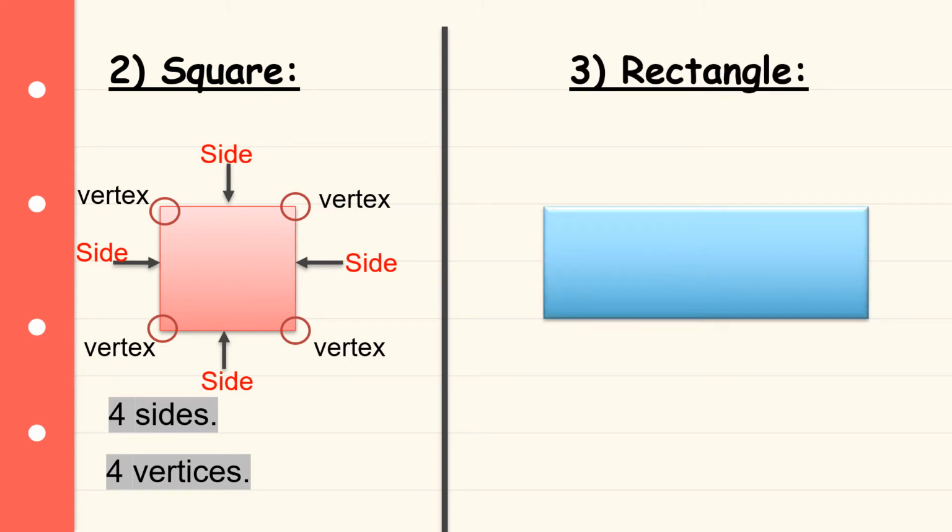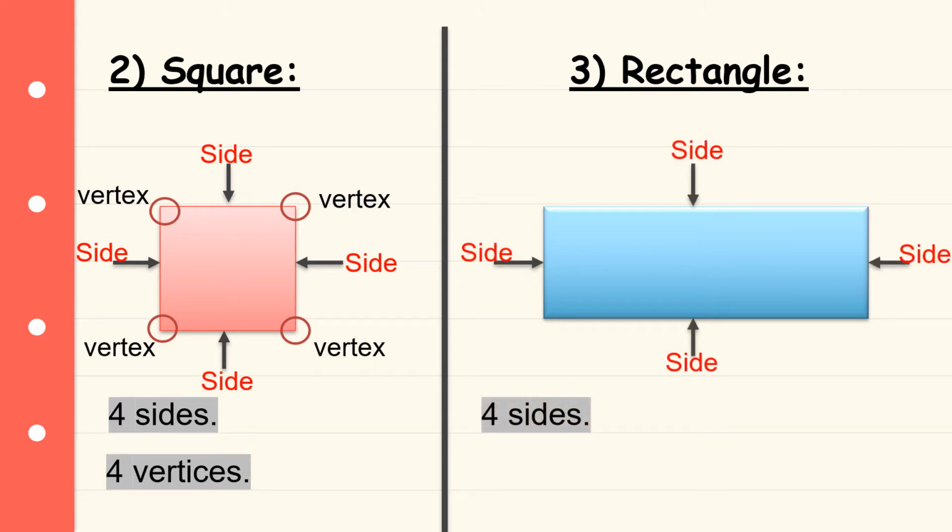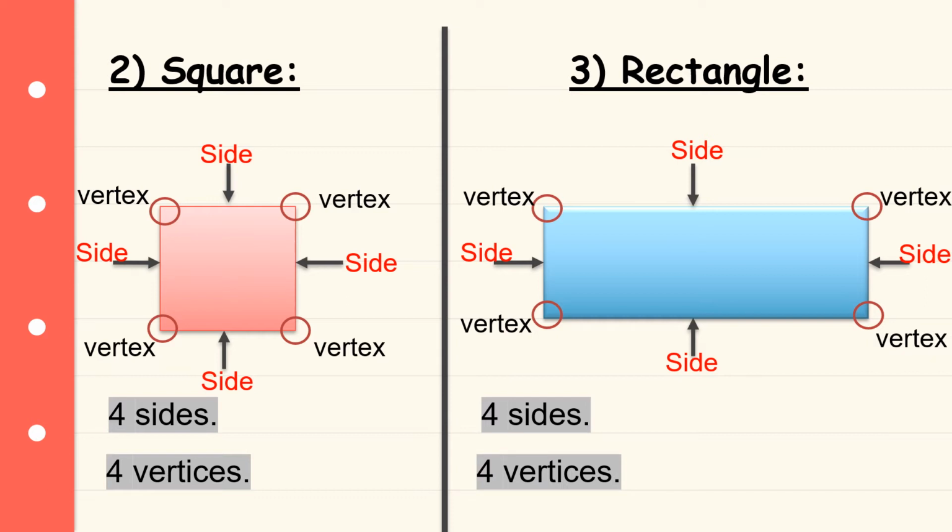Third shape is called rectangle. How many sides in the rectangle? Let's count them. 1, 2, 3, 4. There are 4 sides. And how many vertices? Let's count them together. 1, 2, 3, 4. There are 4 vertices in the rectangle.